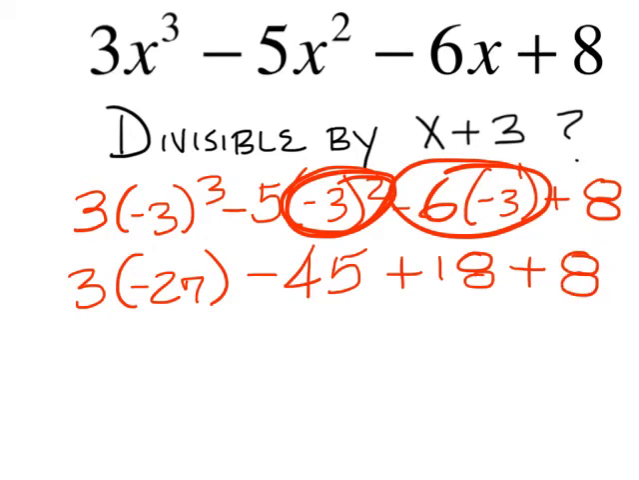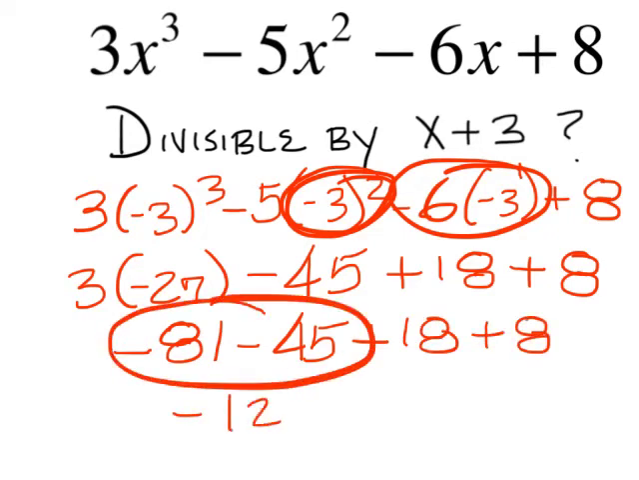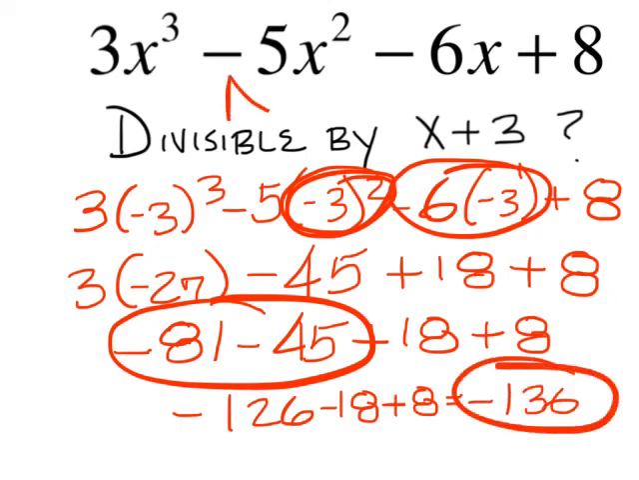3 times a negative 27 is a negative 81. And then minus 45 plus 18 plus 8. Simplify this to get a negative 126. And negative 126 minus 18 is negative 144. And plus 8 would be a negative 136. So the answer is no. You cannot divide x plus 3 into that expression evenly.